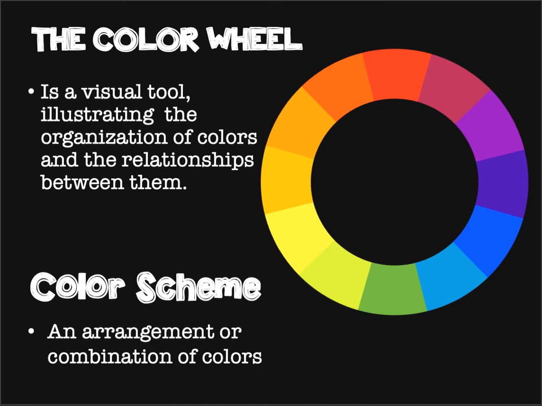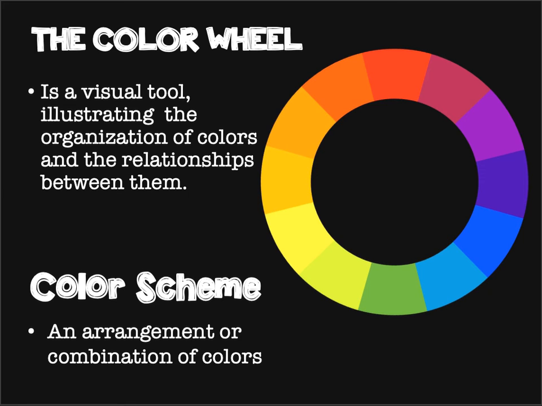We have things called color schemes. And this is just something that we use to describe how we arrange or combine colors. There are so many color combinations. There are so many color schemes in art. And for this unit, we're only going to brush up on the most important, the most essential of them. But there are so many.